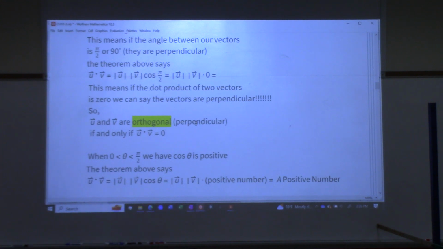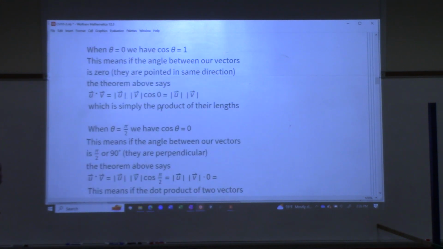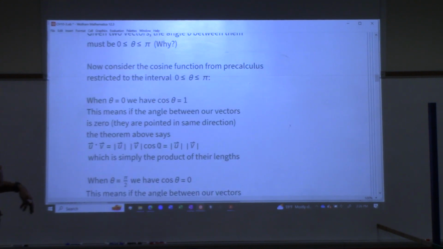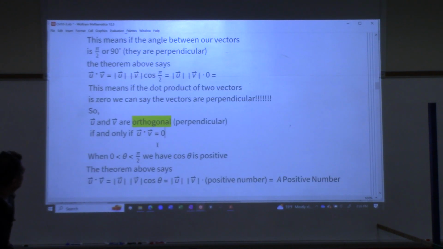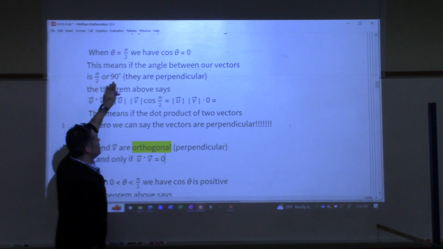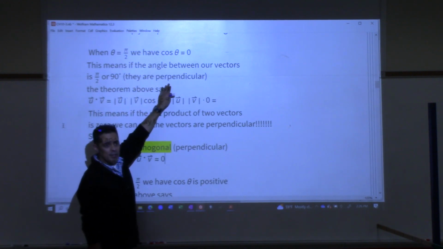All right, so this is me summarizing the whole thing. If the angle is less than pi over 2, if we're in the first quadrant, off the unit circle, then we're going to get a positive number. Otherwise negative, but this is the big one right here. If the angle between them is pi over 2 or 90 degrees, then they're perpendicular vectors.